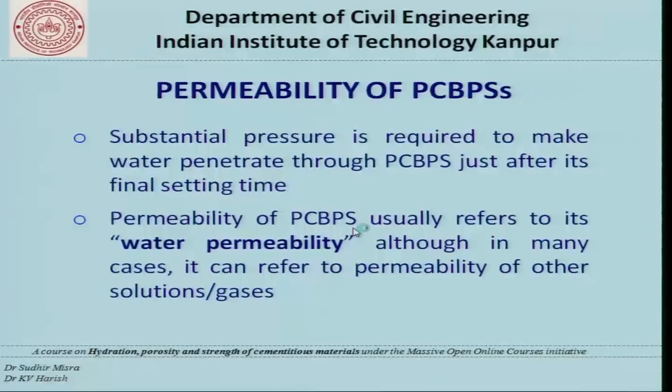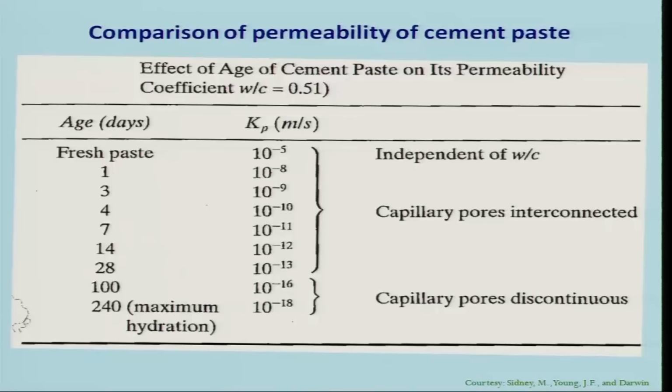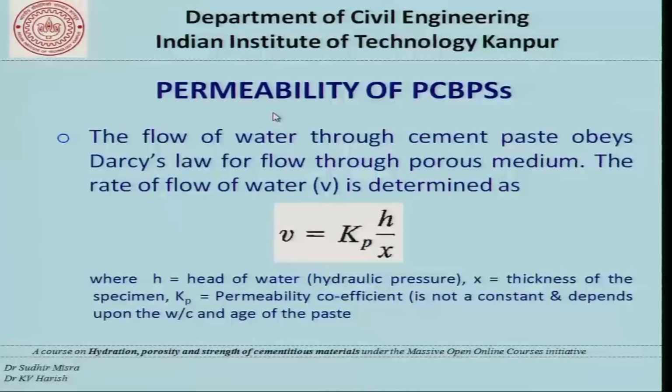Permeability of Portland cement based paste system usually refers to its water permeability. In a general sense, permeability of concrete usually refers to its water permeability, although in many cases it can refer to permeability of some solutions like chlorides or some gases like oxygen or hydrogen sulfide. We have seen that there is a factor that we have used in this table called Kp. So Kp represents the coefficient of permeability, and the explanation of that is provided here.